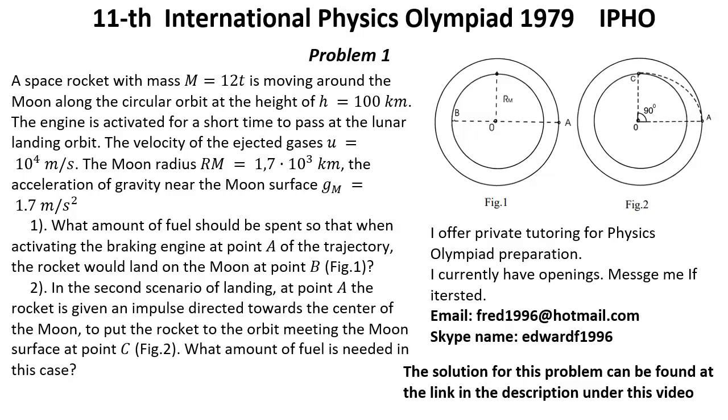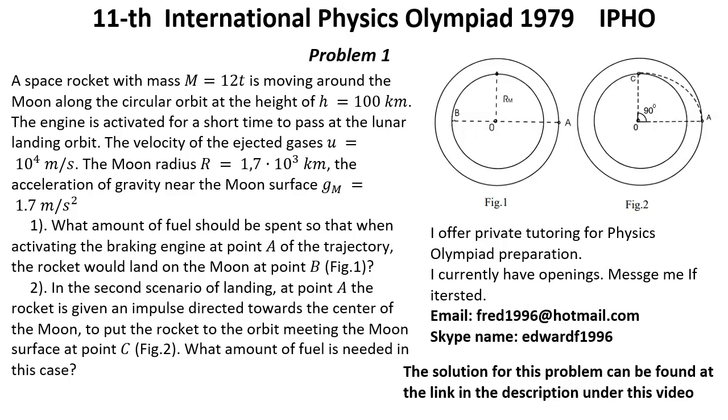Problem number 1. A space rocket with mass m equal 12 tons is moving around the Moon along the circular orbit at the height of h equal 100 kilometers. The engine is activated for a short time to pass to the lunar landing orbit. The velocity of the ejected gases u equal 10⁴ meters per second. The Moon radius r_m equal 1.7 multiplied by 10³ kilometers. The acceleration of gravity near the Moon surface g_m equal 1.7 meters per second square.